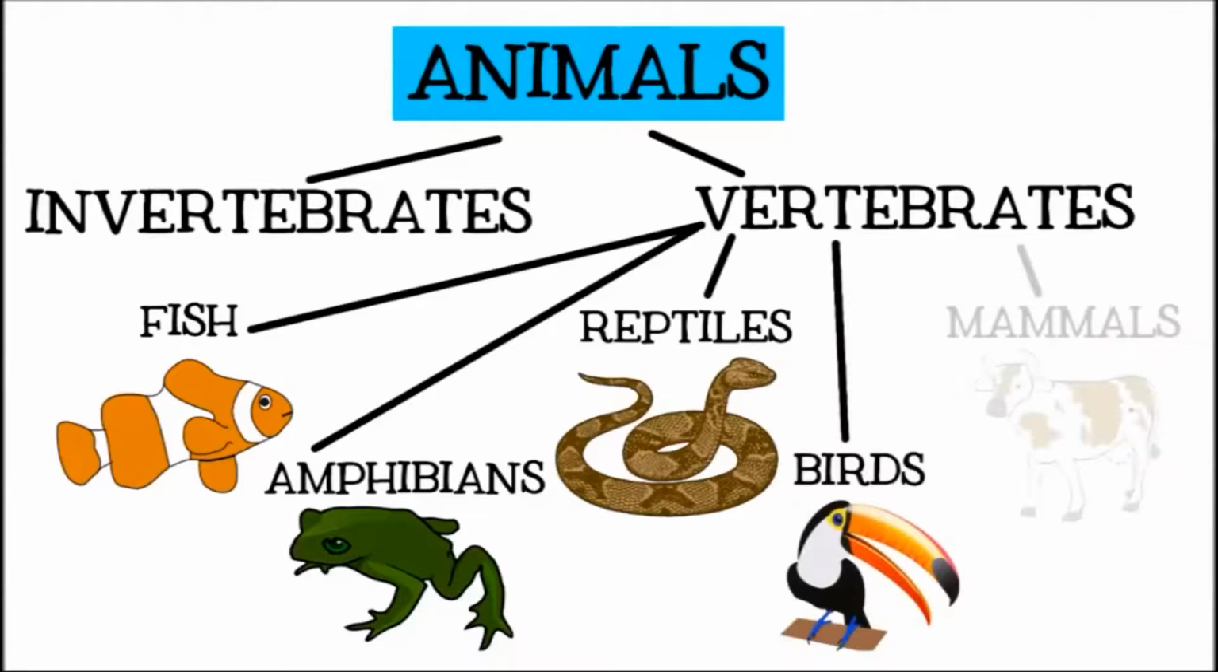Or five groups. Fish are divided into three groups: jawless fish, cartilaginous fish, and bony fish. Then amphibians, reptiles, birds, and mammals. We said that before, guys. Fish, amphibians, reptiles, all of them are cold-blooded.